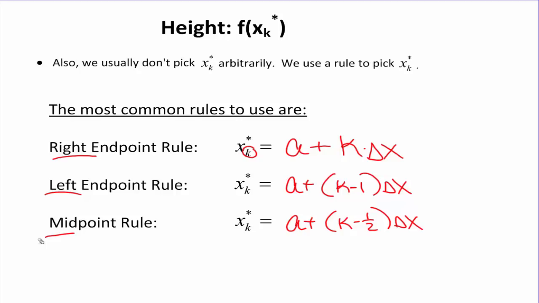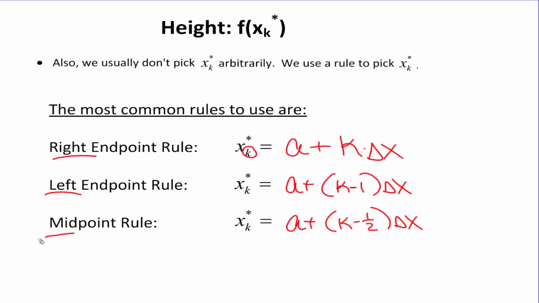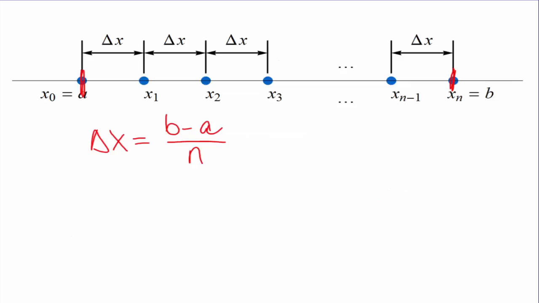To give you just a little bit of an idea of where it's coming from, if we go forward to this picture, and I'm doing right Riemann sums, which of these grid points am I going to plug in for my first rectangle to find the height? X1, okay. So this is my point. If I want to figure out its value, I start at A, and I skip over 1 delta x. So I end up with A plus delta x. Seem reasonable?